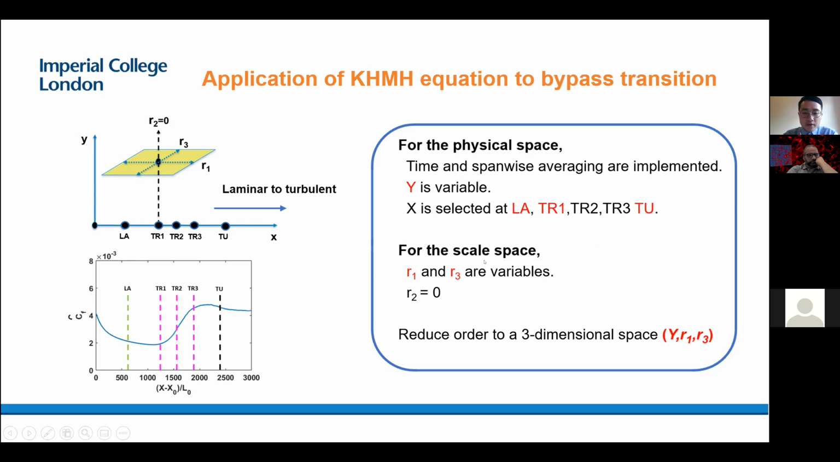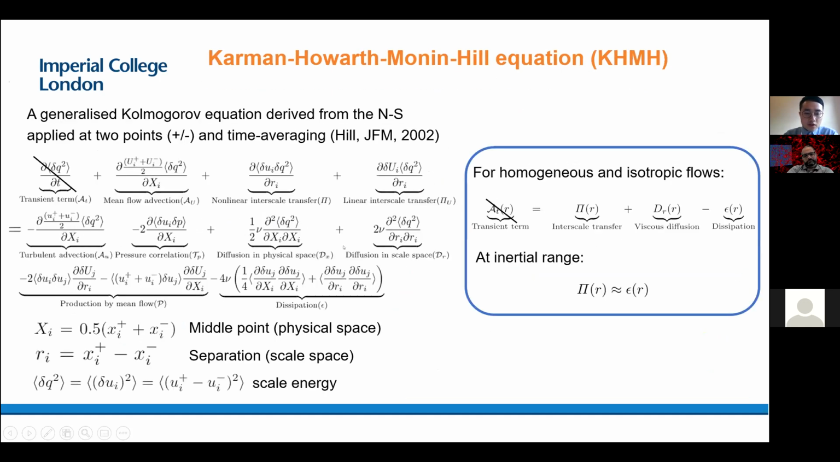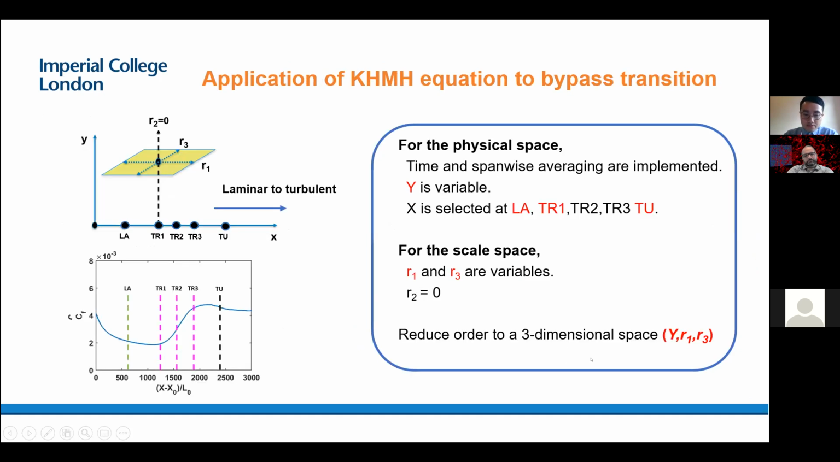In the scale space, we consider only r1 and r3, which are the separations in the streamwise and spanwise directions. The wall normal direction separation is set to 0. By doing this simplification, we can project the flux vector and each term of this equation into a 3-dimensional hyperplane. And this is where we are going to present our results.